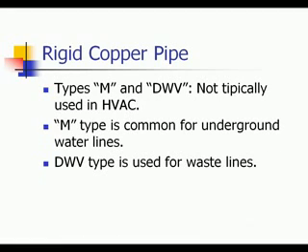Pipe sizes are determined with rigid copper piping by the inside diameter. It's approximately 1/8 of an inch smaller than the outer diameter of ACR tubing. Couple different types of rigid copper pipe.